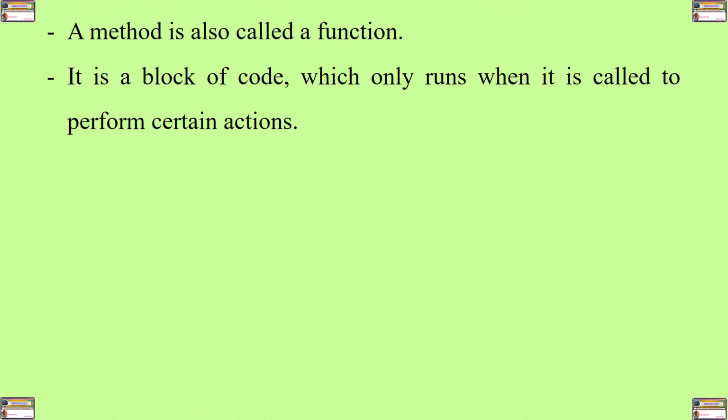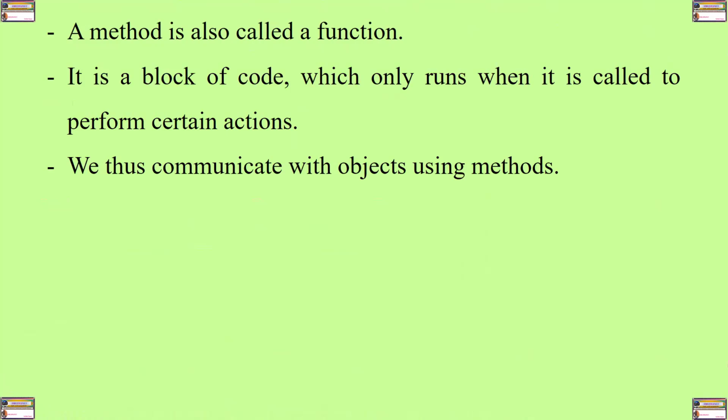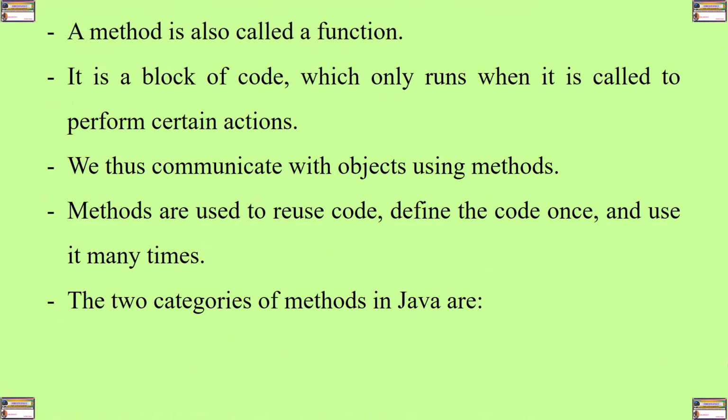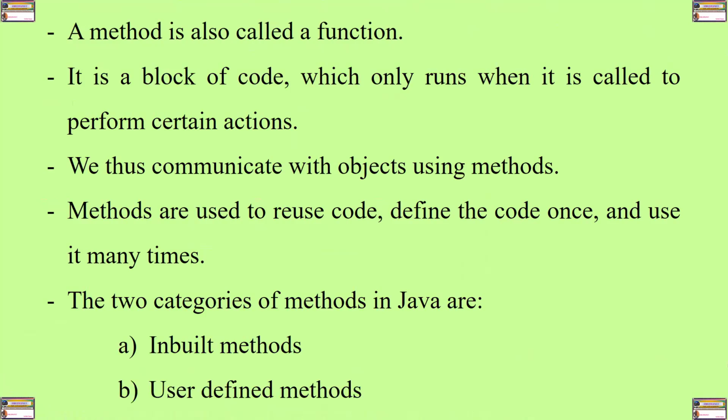What is a method? A method is what we also call a function. It is a block of code which only runs when it is called to perform certain actions. We thus communicate with objects using methods. Methods are thus used to reuse code, define the code once, and use it many times. Therefore, we have two categories of methods in Java, and these are the inbuilt methods and the user-defined methods.